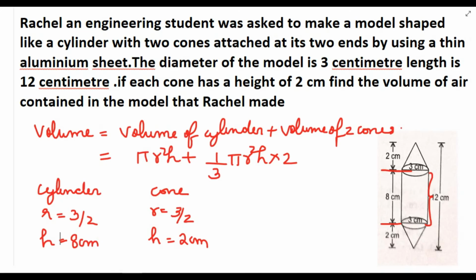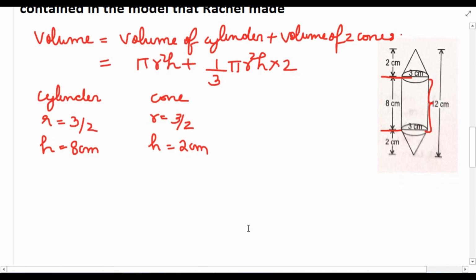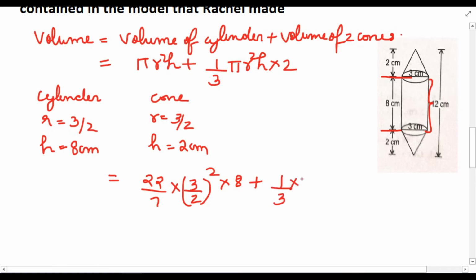Now we can substitute in the formula, which is equal to pi r square h, 22 by 7 into 3 by 2 the whole square into 8, plus 1 by 3 into 22 by 7 into r square, which is 3 by 2 the whole square, and h again for the cone is 2 centimeter. Since there are 2 cones, I am going to multiply with 2. So volume of the cylinder is equal to the cylindrical portion.